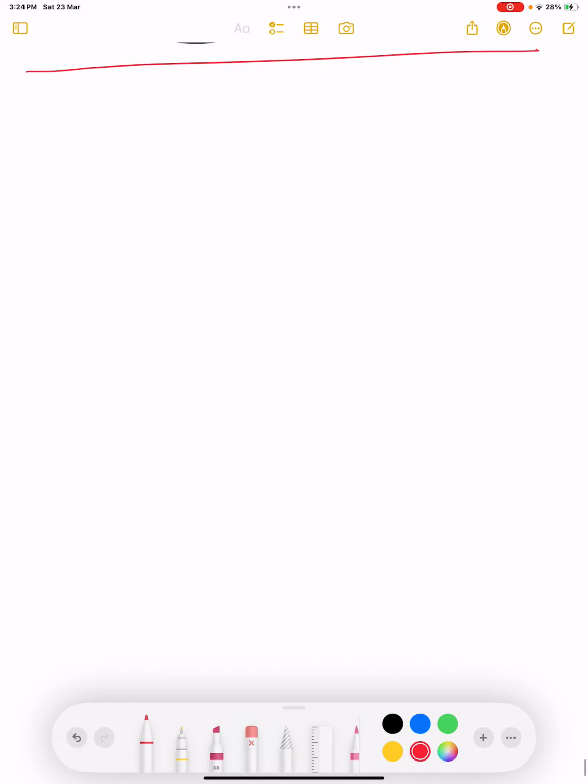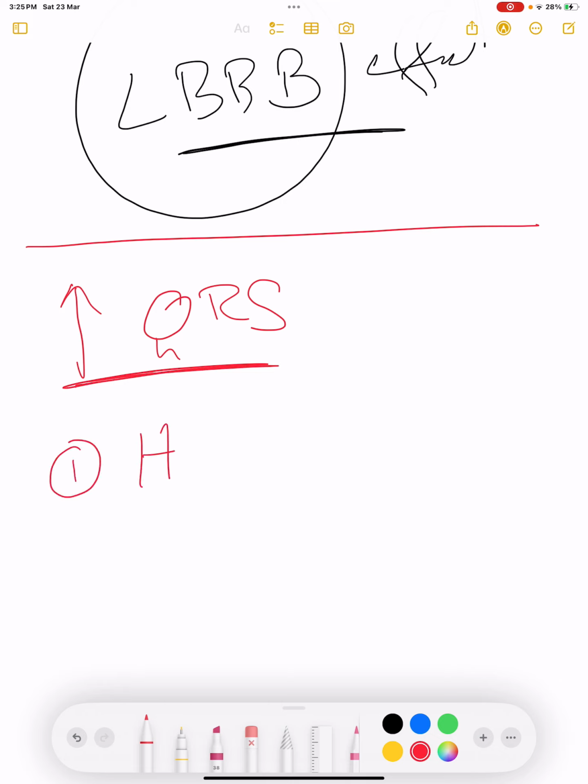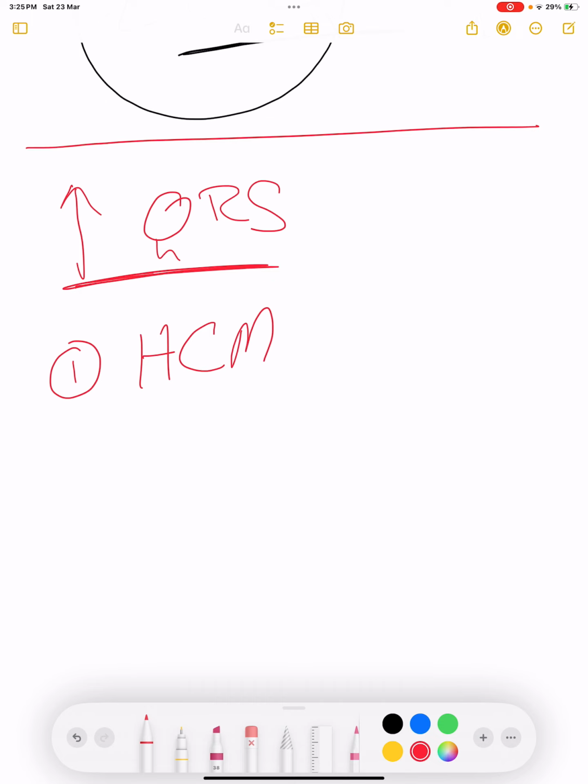Okay, so now let's read something about the height of the QRS complex. In which condition will the height of the QRS complex increase? There is a well-known condition called left ventricular hypertrophy. Sorry, it is not hypertrophic cardiomyopathy, because in hypertrophic cardiomyopathy there are usually deep Q waves, which we have already read about.